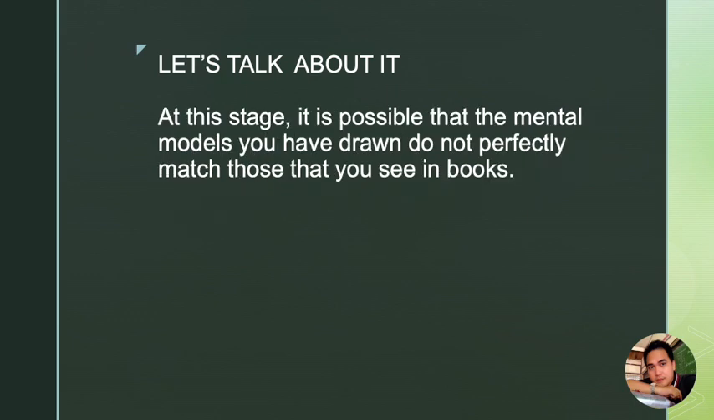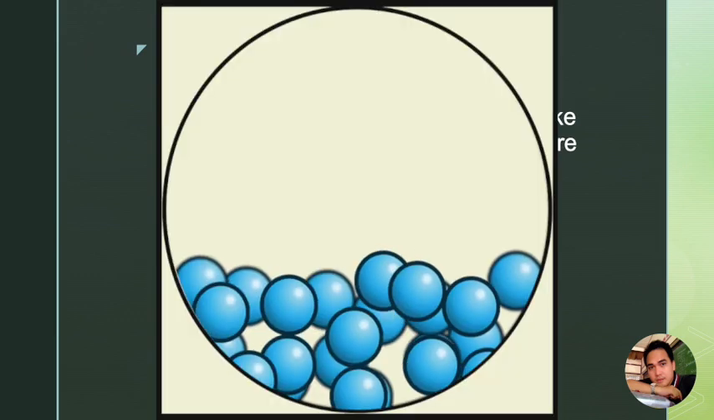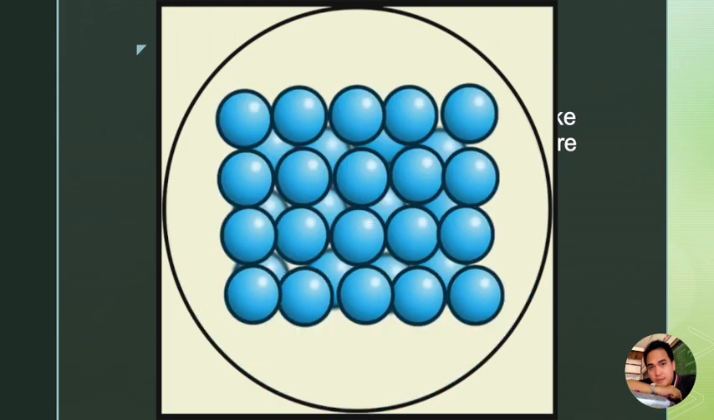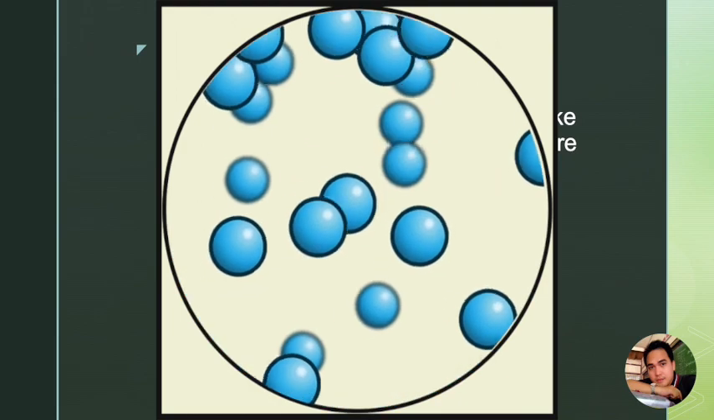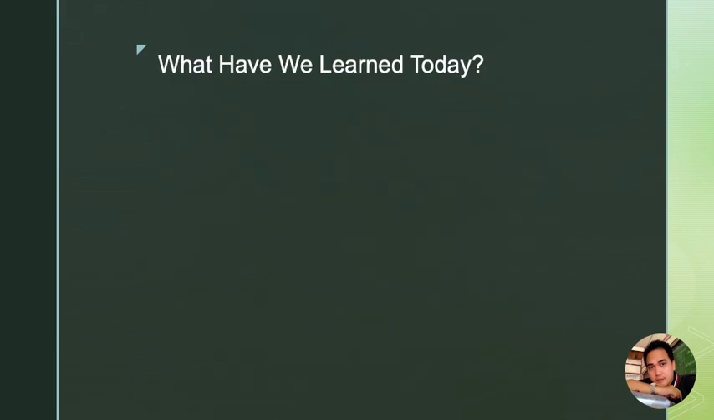At this stage, it is possible that the mental models you have drawn do not perfectly match those that you see in books. Keep in mind that the models are not like the pictures taken by a camera. They are only representations of reality. Let us sum up what we have learned today.